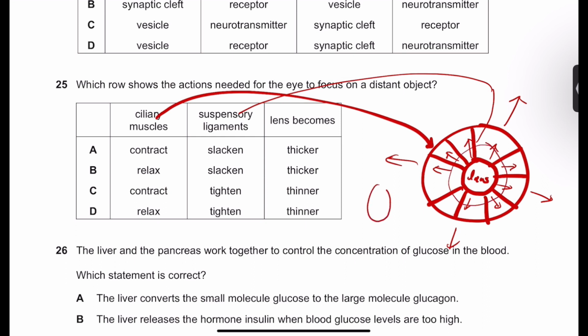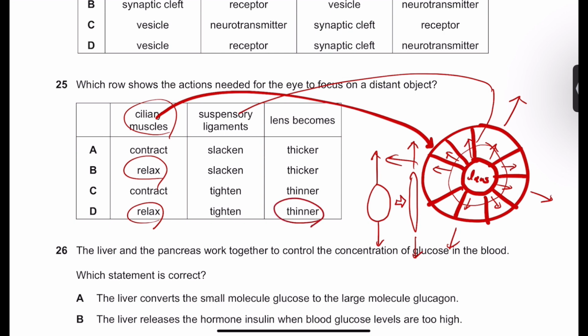So it was initially like this, but if it becomes stretched, the lens becomes thinner, right? So the ciliary muscle has to relax, and of course the lens has to become thinner, so the answer is D, because the suspensory ligaments become tightened because it gets pulled. That's why the lens becomes thinner. So the answer for this question should be D.